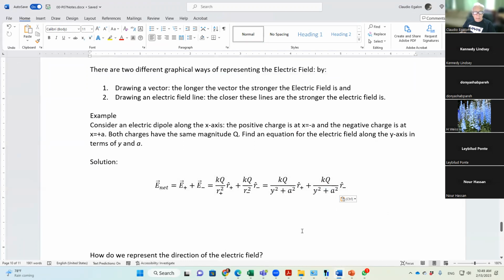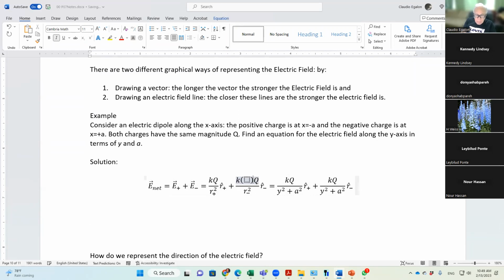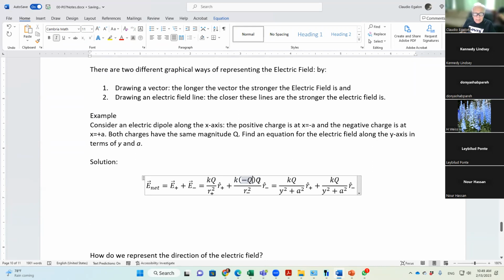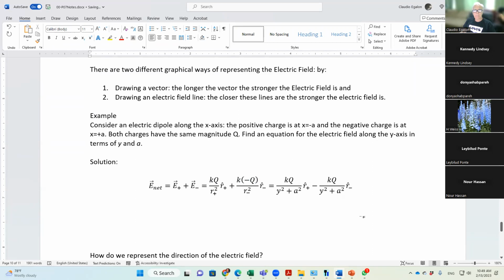Oh, and by the way, there's something that I'm missing here. What am I missing? Don't forget, this is a negative charge. So I have to put a parenthesis here for this Q. This is a negative charge. And since I went to the next step, I can put a negative sign here as well, because this negative sign can go to the other side. That's the net electric field.